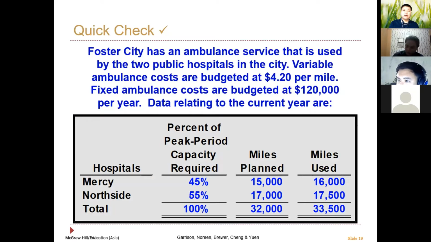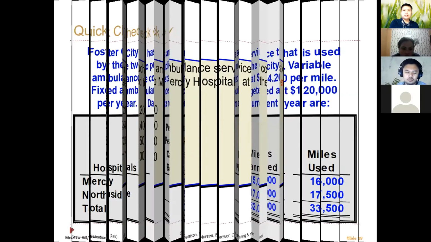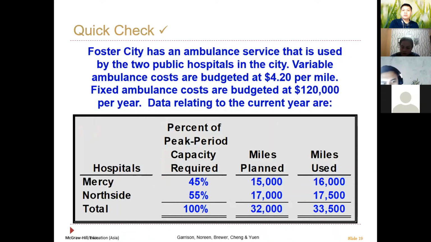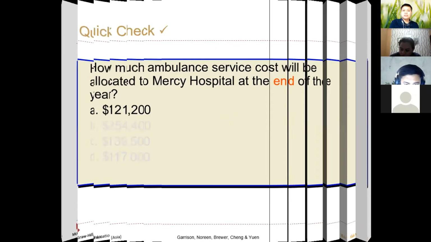So, there are two hospitals, Mercy and North Side. What are we being asked? So variable and fixed. You know that variable is 4.20 multiplied by what? 16,000. And 45% of 120,000.